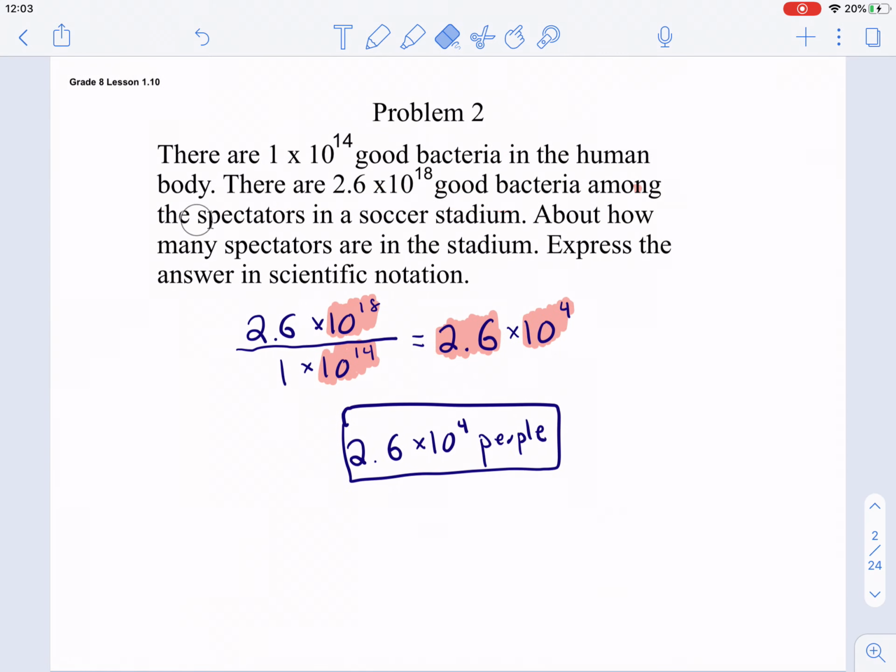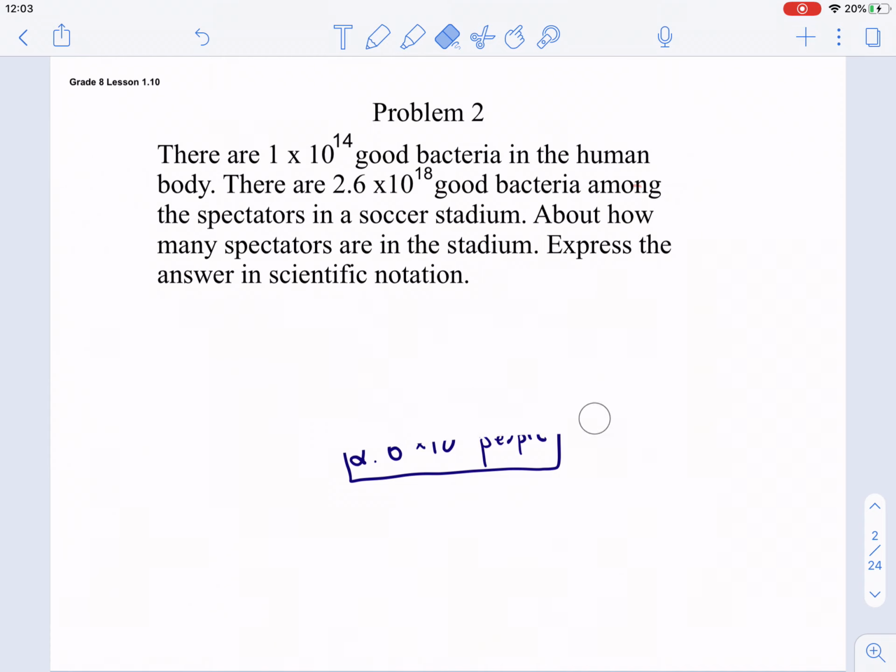Problem 2. There are 1 times 10 to the 14th good bacteria in the human body. There are 2.6 times 10 to the 18th good bacteria among the spectators in a soccer stadium. About how many spectators are in the stadium? Express the answer in scientific notation. Take a second to copy down the question.